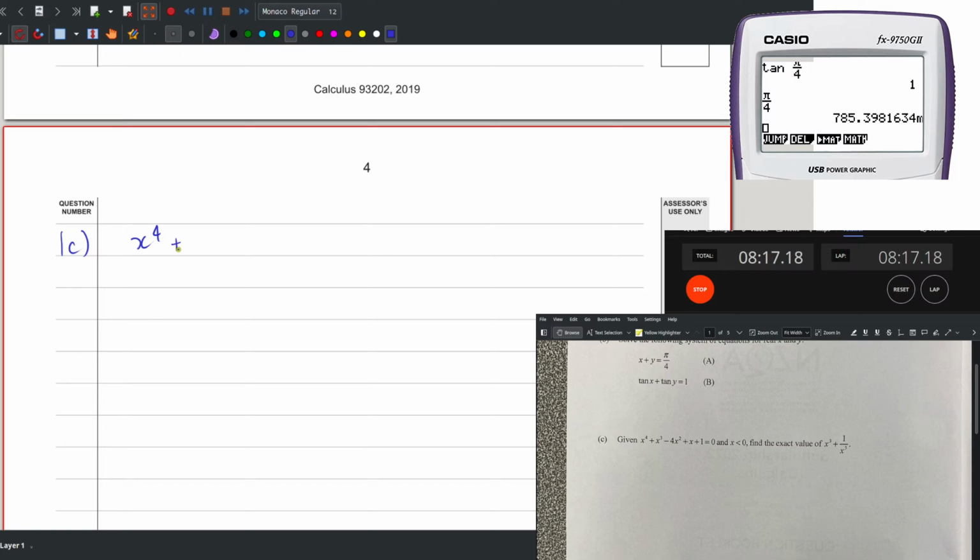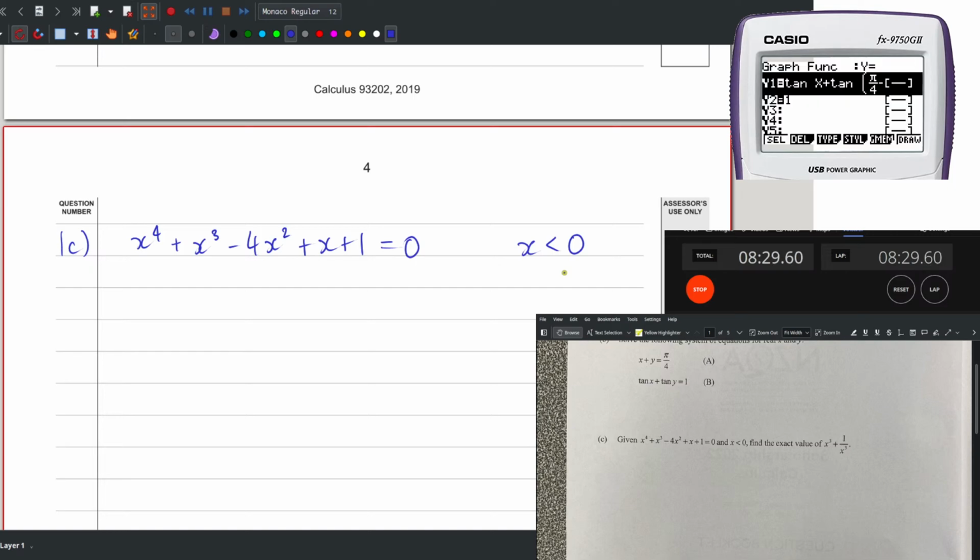x to the 4th plus x cubed minus 4x squared plus x plus 1 equals 0, and x is less than 0. Okay, so x to the 4th plus x cubed minus 4x squared plus x plus 1.